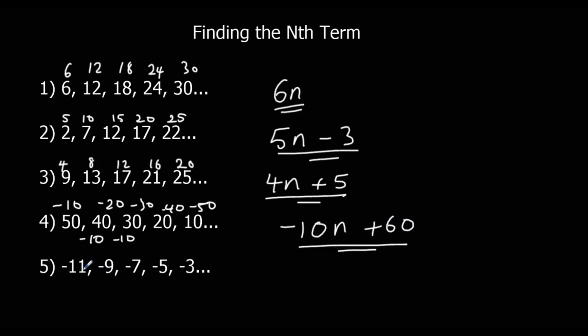So here we've got -11, -9, -7, -5, -3. It's going up in 2 every time. It might look like it's going down, but -11 plus 2 is -9. -9 plus 2 is -7. So it's 2n. So we've got the 2 times table. 8, 10. What have we got to do to 2 to get to -11? What have we got to do to 4 to get to -9? We've got to take off 13 every time. So it's the 2 times table, take away 13 to get to our sequence.